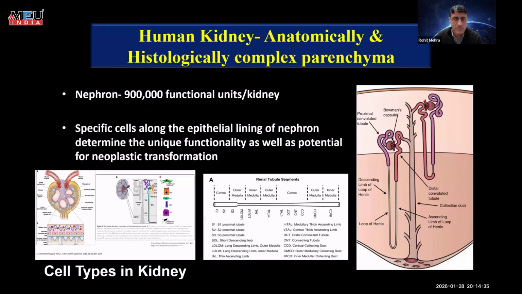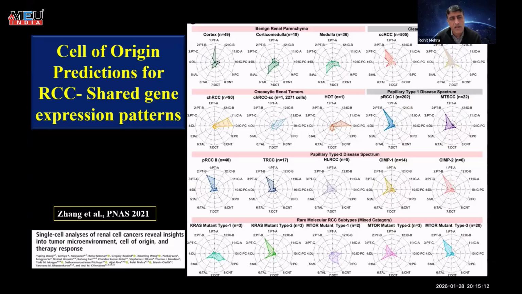So the human kidney, as we know, is anatomically and histologically a very complex parenchyma, and each kidney has about 900,000 nephrons, and each nephron constitutes the anatomic, histologic, functional, and physiologic unit of each kidney. And then there are specific cells along the epithelial lining of the nephron, which determine the unique physiologic functionality. And like any cell in the human body, these cells also carry a potential for neoplastic transformation. We have indeed done cell of origin predictions for different renal cell carcinoma subtypes.